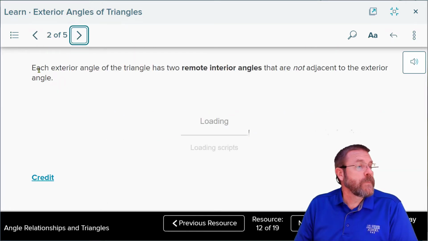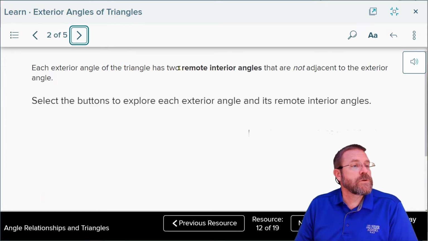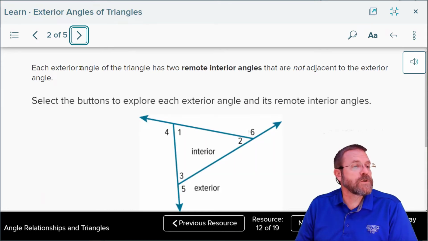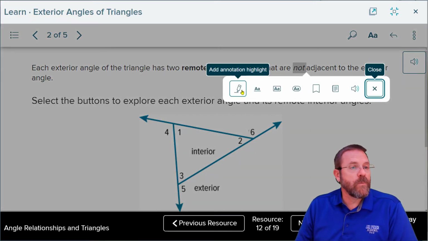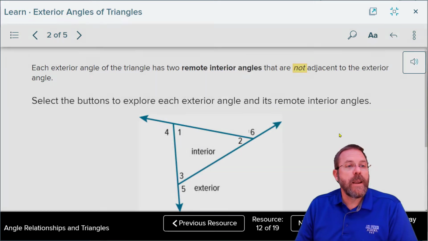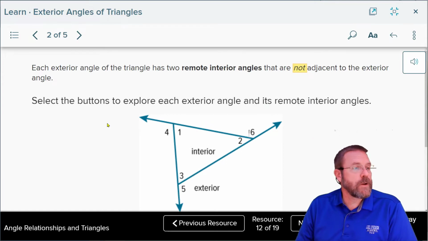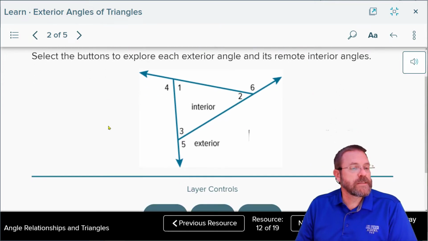Let's keep going. Each exterior angle has two remote interior angles that are not, we're going to highlight that, not adjacent to the exterior angles. So let's select some buttons and see what we have.